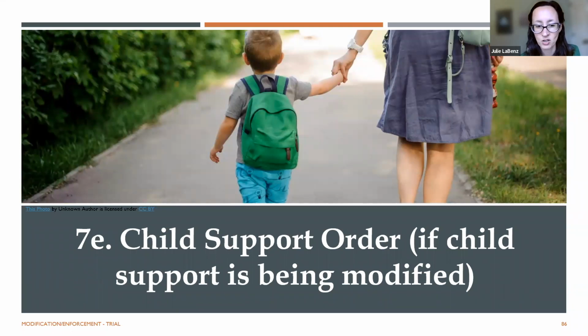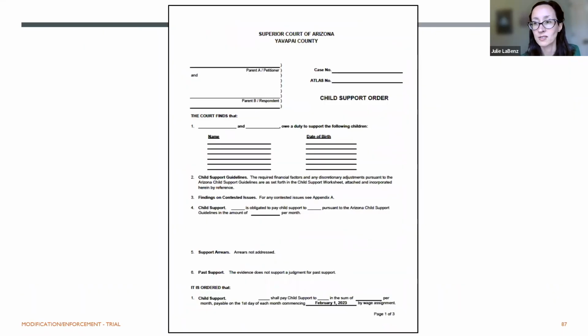And then the child support order, this would be a separate document. This is not attached to your proposed order. This is another document that's filed contemporaneously with your proposed order.